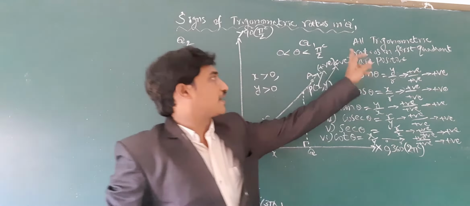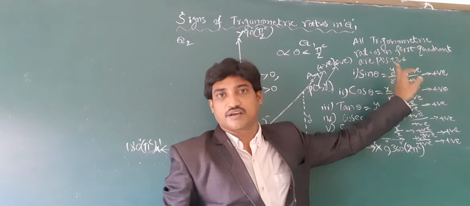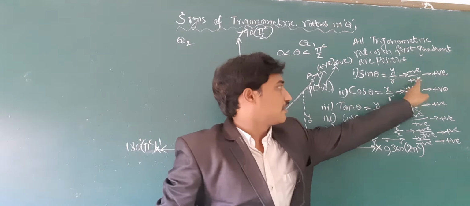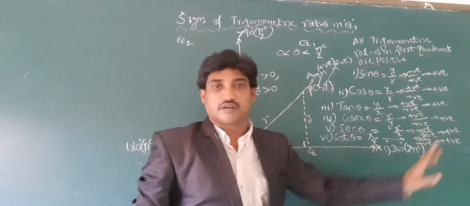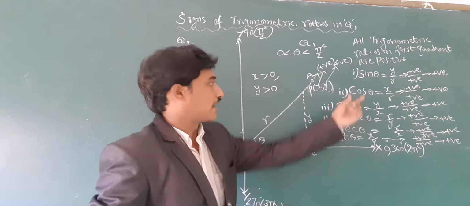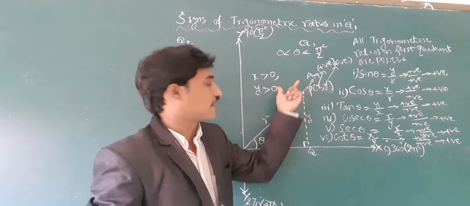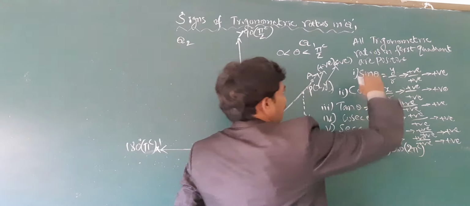All trigonometric ratios in the first quadrant are positive. We got all trigonometric values of a first quadrant angle positive.